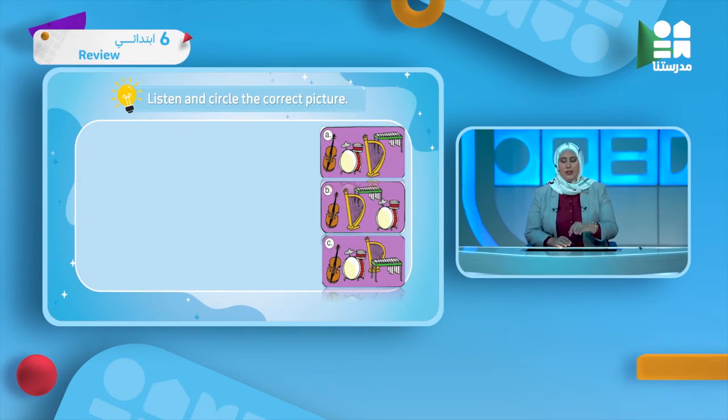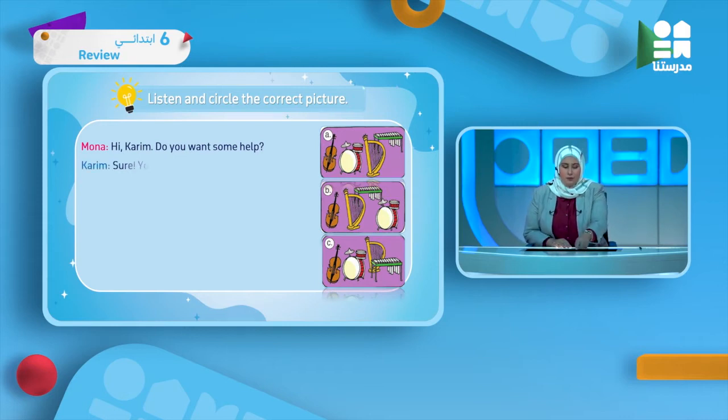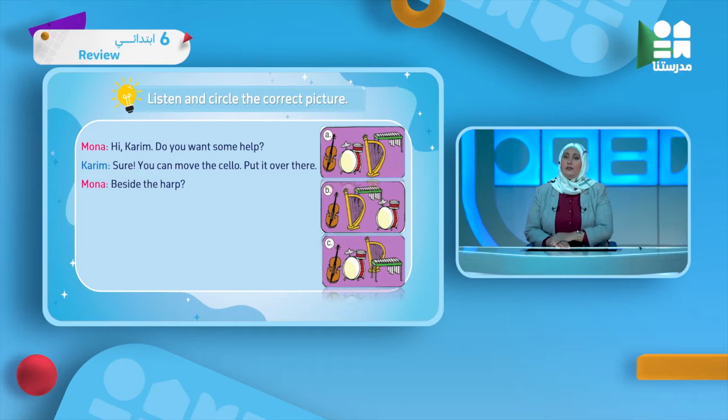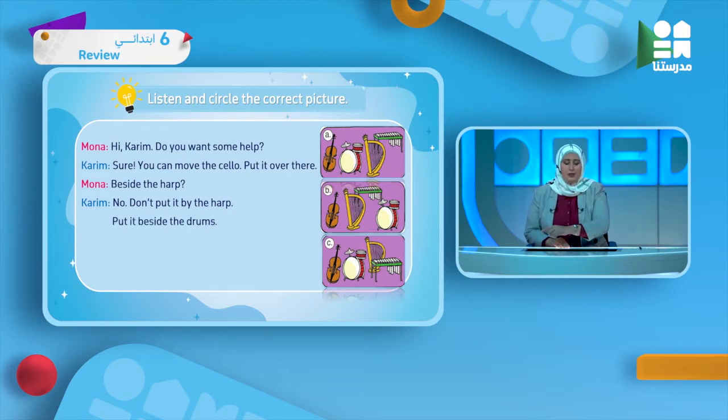Are you ready? Start listening with me. Mona: Hi Karim, do you want some help? Karim: Sure, you can move the cello. Put it over there. Mona: Beside the harp? Shall I move it beside the harp? Karim: No, don't put it by the harp. Put it beside the drums. Mona: Okay. Karim: Now put the harp behind the xylophone.